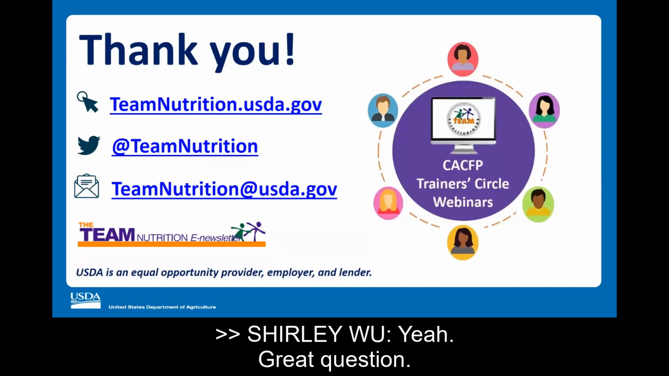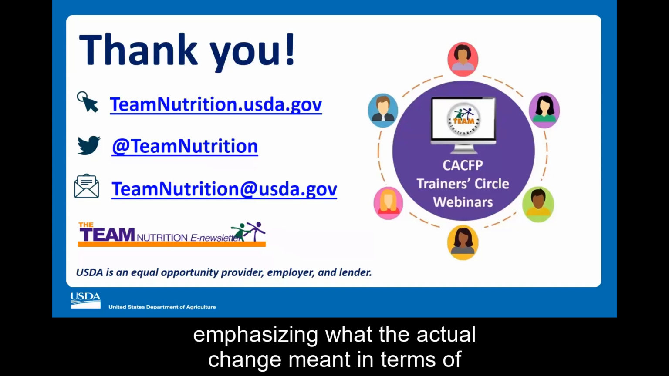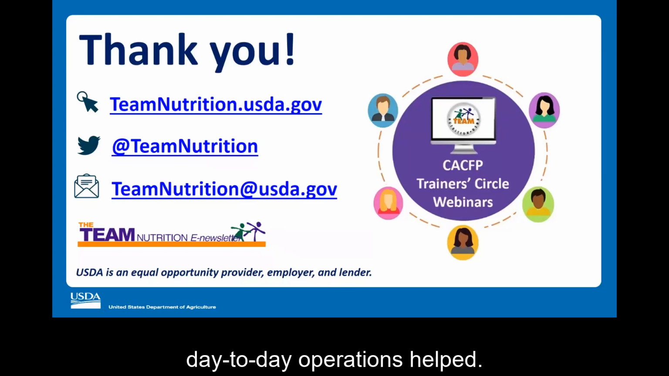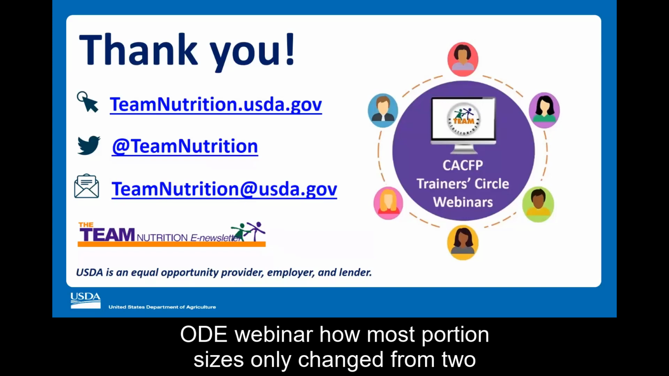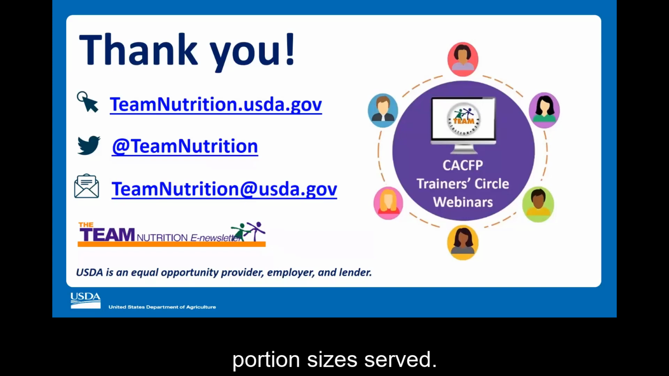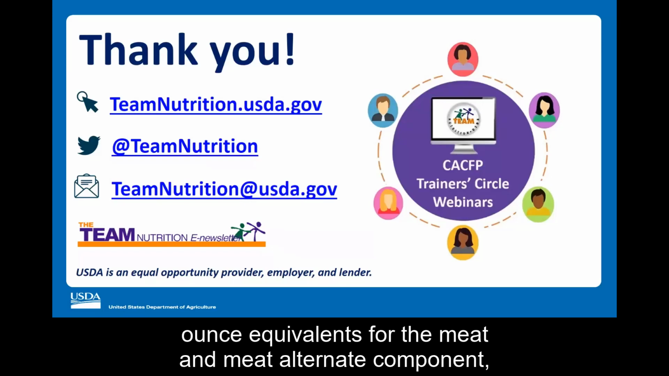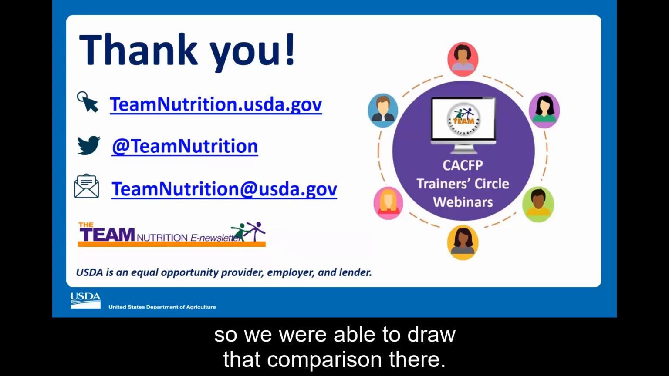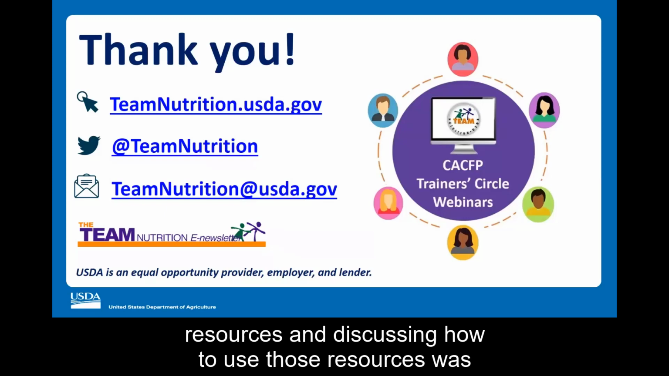Yeah, great question. I mentioned a few things, but essentially we found that emphasizing what the actual change meant in terms of day-to-day operations helped. I had mentioned how we discussed in our August 2020 ODE webinar how most portion sizes only changed from 2 to 10 grams. So it's not a big difference in actual portion sizes served. Also that most attendees seem to already be familiar with ounce equivalents for the meat and meat alternate component. So we were able to draw that comparison there. And of course, we found that providing Team Nutrition resources and discussing how to use those resources was very helpful as well.